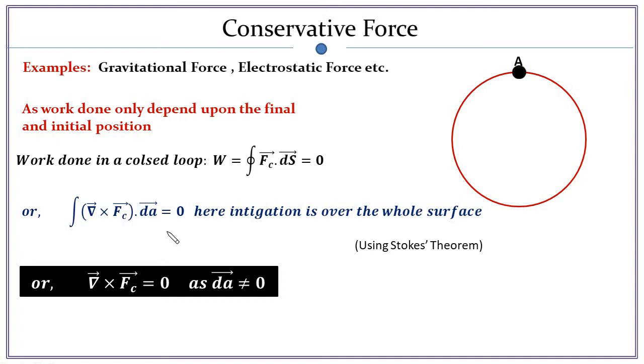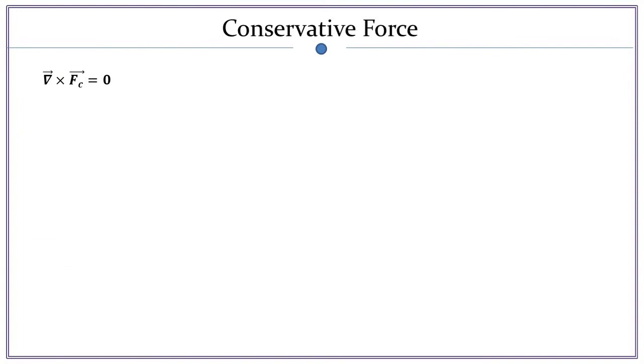If you have to find out whether a force is conservative or not, then simply take the curl of that force. If your answer is 0, then you are sure that your force is conservative, otherwise it is not a conservative force, right? Now let's extend this concept further. We know from our vector knowledge that the curl of the gradient of a scalar field is 0.